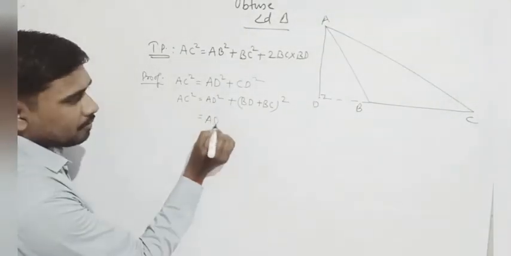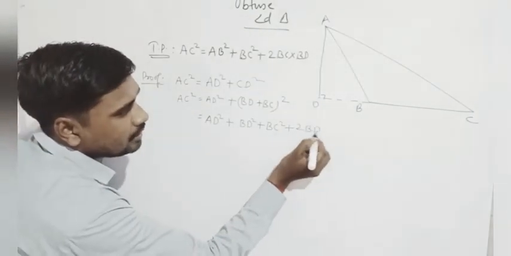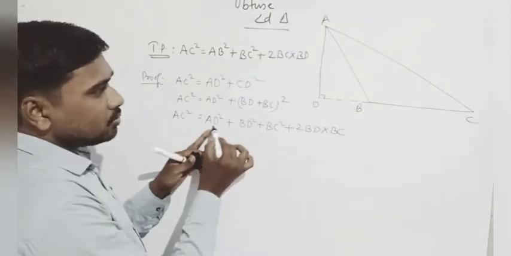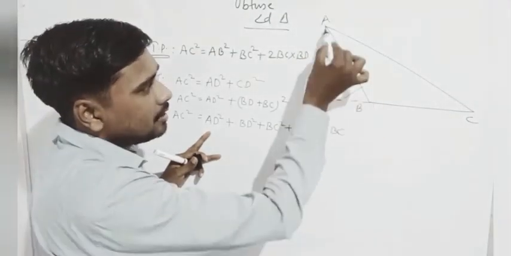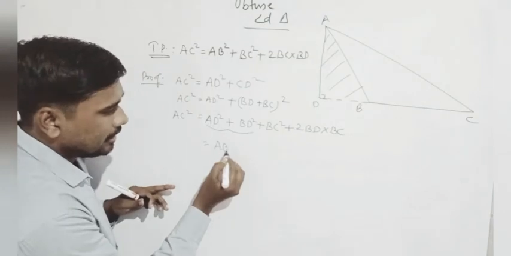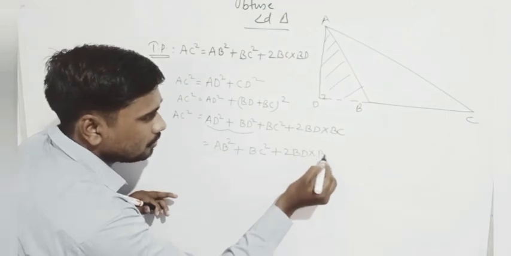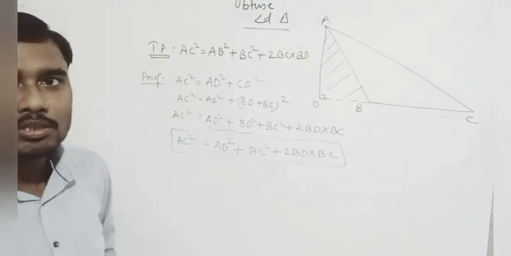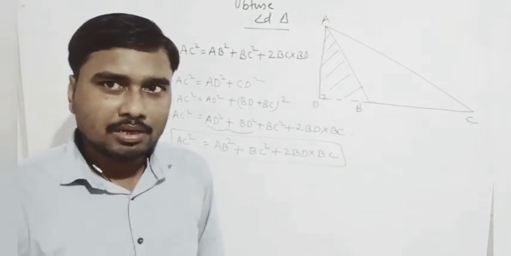Now this is a formula: AD square plus BD square plus BC square plus 2BD into BC, that is A plus B whole square. Now take AD square and BD square. In this triangle, AD square and BD square is equal to AB square. So in place of these two, you will write AB square, plus BC square as it is, plus 2 into BD into BC, and this is what we have to prove. Clear? So these are the two formulas which you have to keep in mind for acute angle triangle and for obtuse angle triangle. Clear?